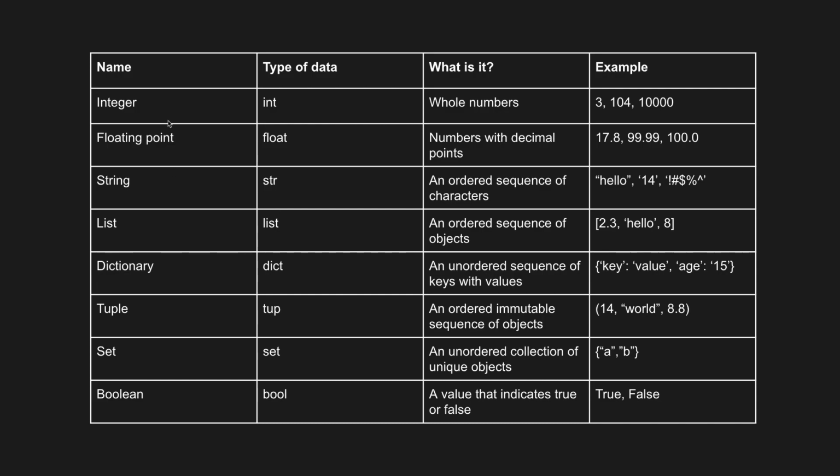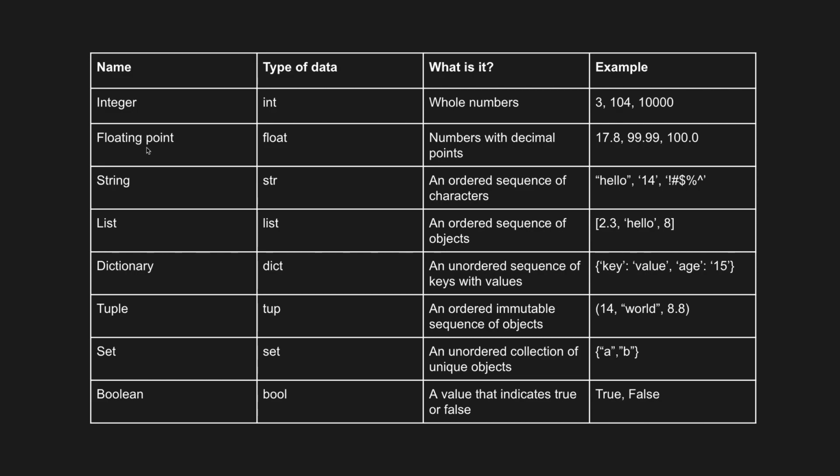So right here I have 8 different data types, which I'm going to explain. The first one that we have here is called the integer. And what is an integer? Basically, they're whole numbers. So for example, 3 or 104 or 10,000. It's pretty simple, it's just an integer.